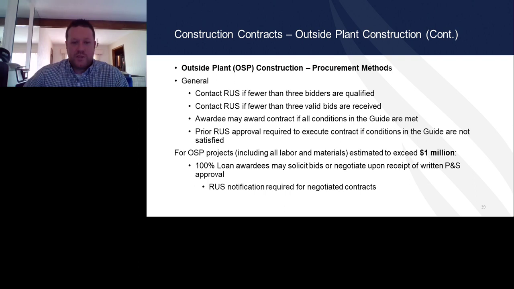For outside plant projects, including labor and materials estimated to exceed $1 million, this gets into the procurement process, and the funding type that you're using for your construction is very important. So on 100% loan awardees, RUS notification is required for negotiated contracts. That process is, once you've gone into a negotiated contract under the 100% loan or match dollars, notification of RUS is through delivering the approved contract.